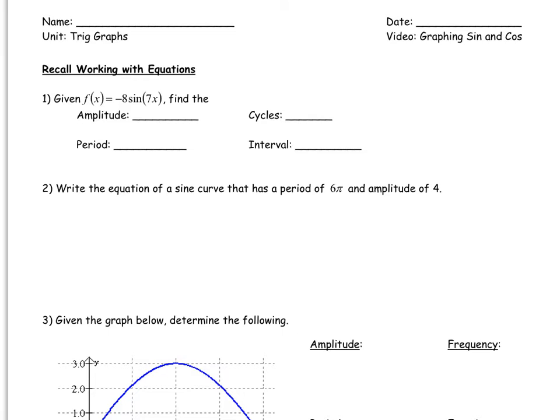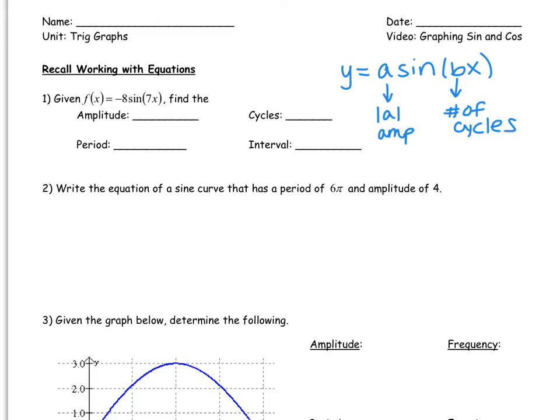Okay, so the amplitude, remember, is the absolute value. So if this is y equals A sine bx, the absolute value of A is the amplitude. The B value is the number of cycles. So in this case, the amplitude would be the absolute value of -8, which is 8. The cycles would be 7, which is in front of the x.